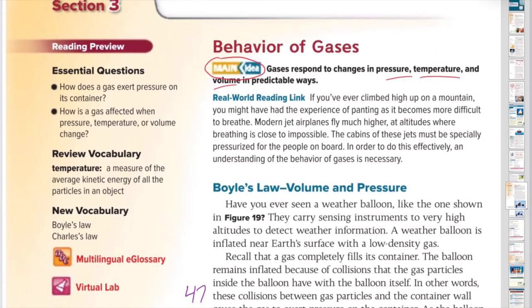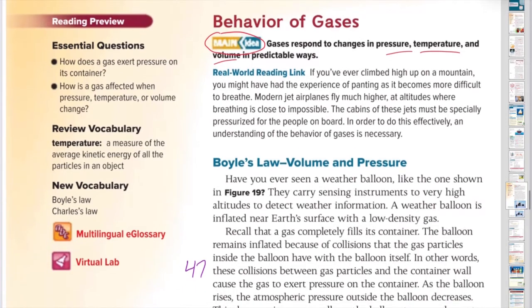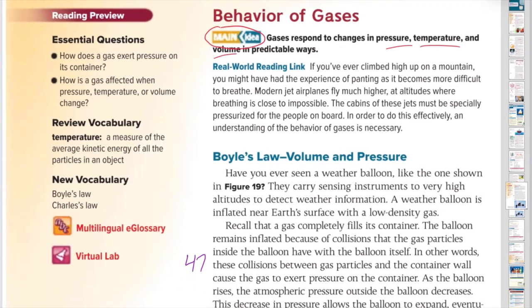experience of panting as it becomes more difficult to breathe. Modern jet airplanes fly much higher at altitudes where breathing is close to impossible. The cabins of these jets must be specially pressurized for people on board. In order to do this effectively, an understanding of the behavior of gases is necessary.